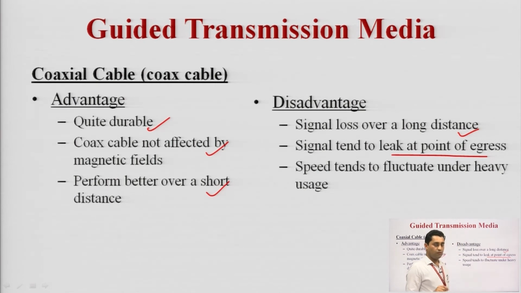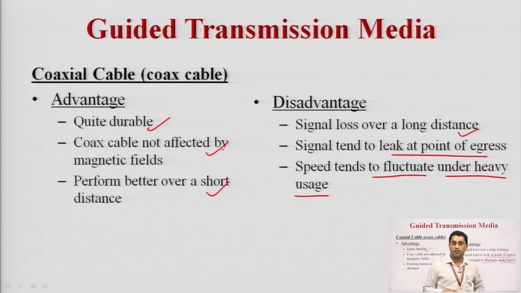So, we need to be concerned about this. Then another important factor is heavy usage, when the data transfer is continuous. In this case, under the fluctuations, the speed varies. So, this is again one issue in the coaxial cable.